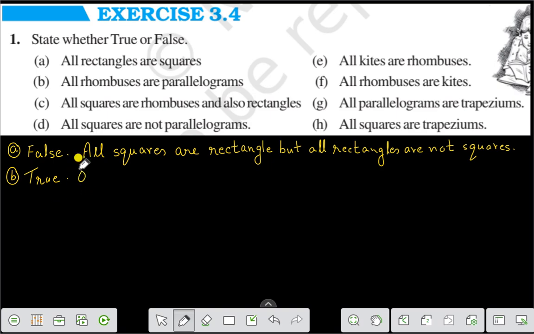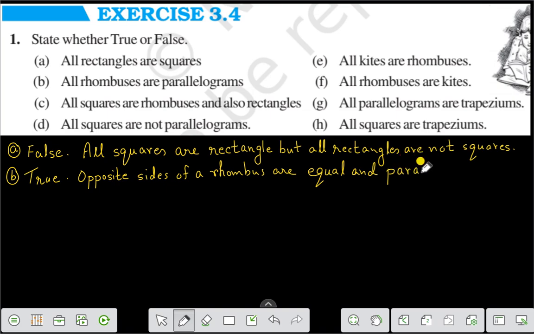Opposite sides of a rhombus are equal and parallel.